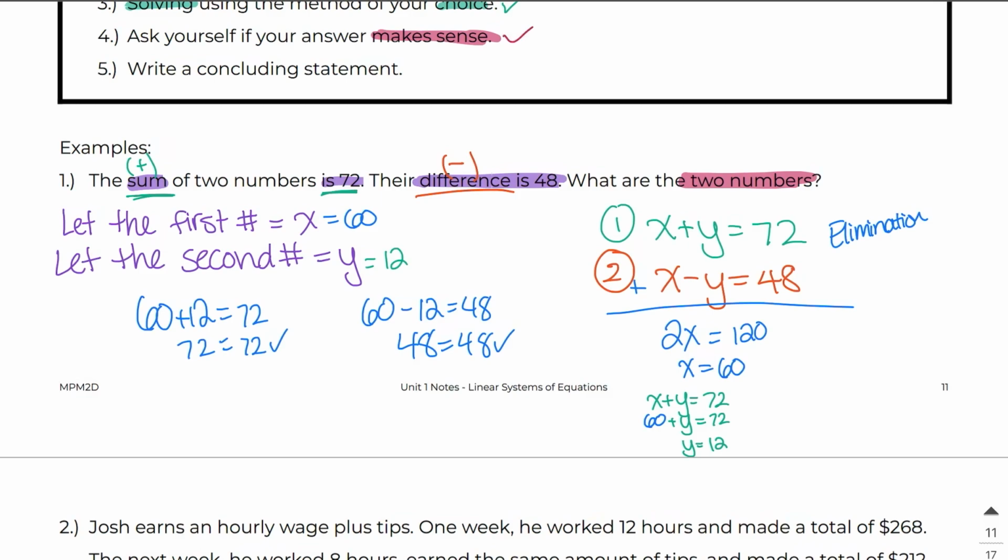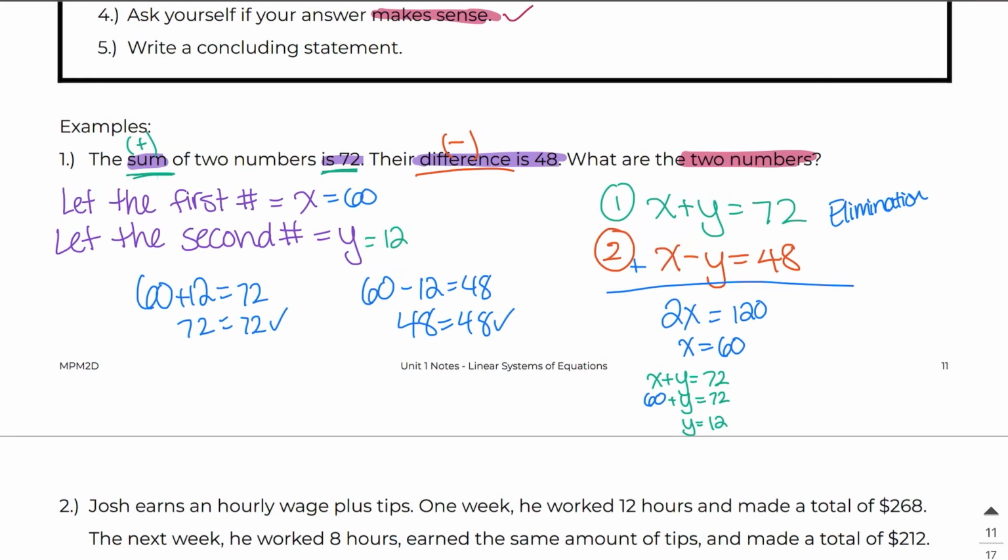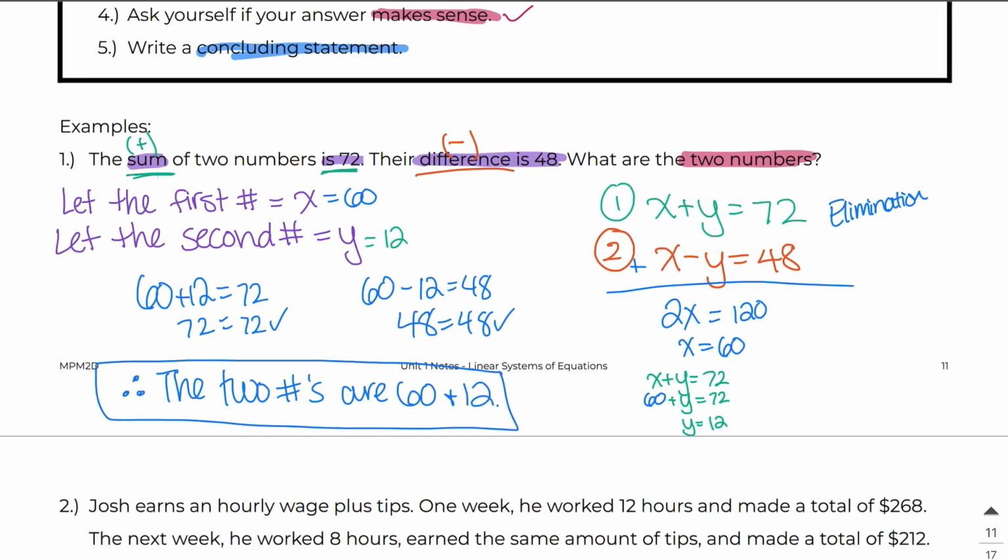And then the last thing that I need to do is just write a concluding statement. So I'm going to say, therefore, the 2 numbers are 60 and 12. And I am done with this question right here.